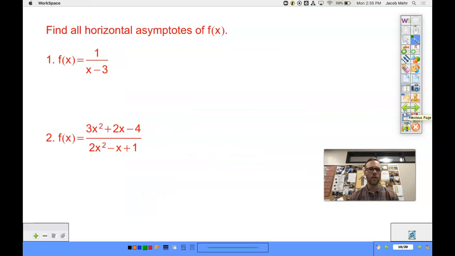Okay. So let's identify horizontal asymptotes. Take a look at number 1. 1 over x minus 3. What's the degree of the numerator? 0. There aren't any x's. The degree of the denominator is 1. The denominator wins this battle. The horizontal asymptote is y equals 0. Number 2. The degree of the numerator is 2. The degree of the denominator is 2. They're the same. That means ignore this stuff. Ignore this stuff. Okay, what does this approach? What is the ratio of the leading coefficients? 3 to 2. y equals 3 over 2. 1.5 is the horizontal asymptote.